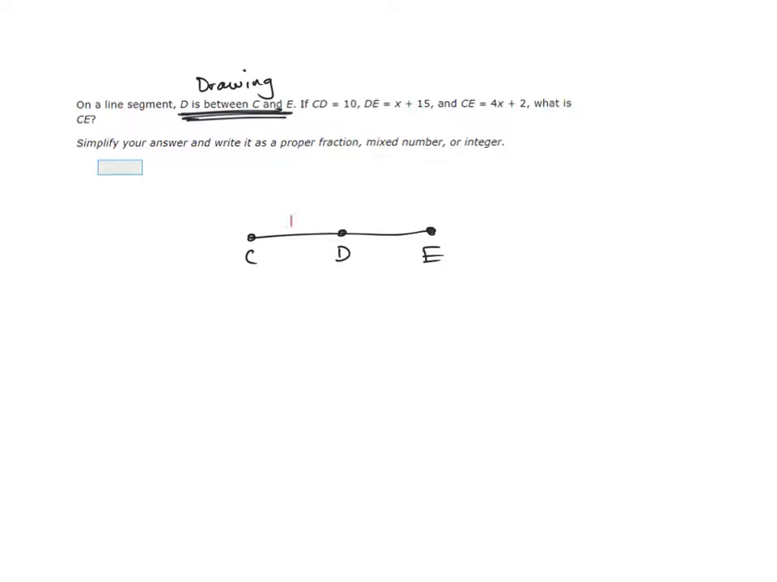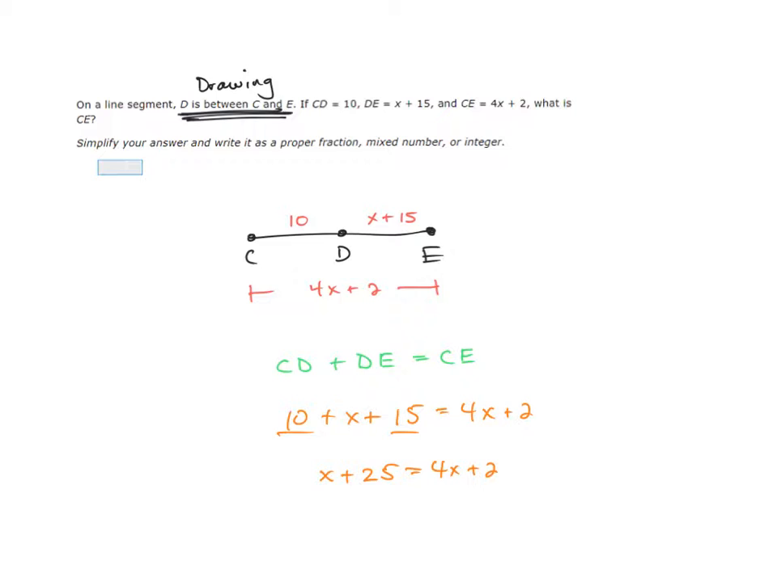Now I see it, okay, CD is 10, DE is x plus 15, and CE is 4x plus 2. And then I could take CD plus DE equal to CE. And then I have 10 plus x plus 15 is equal to 4x plus 2. Combine like terms, so I'm going to combine my numbers. X plus 25 is equal to 4x plus 2. I'm going to move my letters to one side. Minus x, minus x. I'm going to move my numbers to the other. So I'll be left with my numbers.